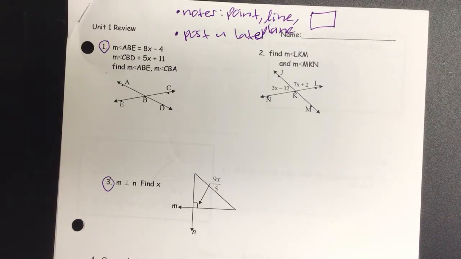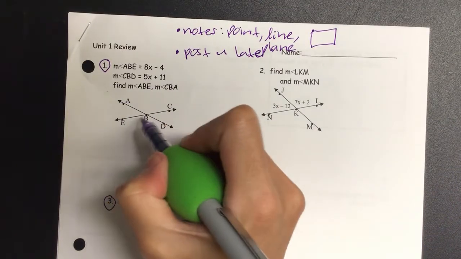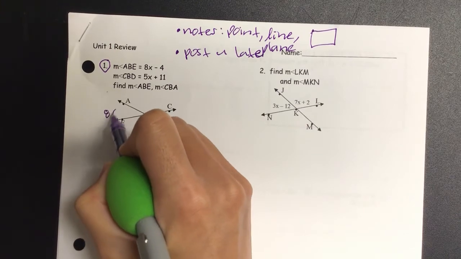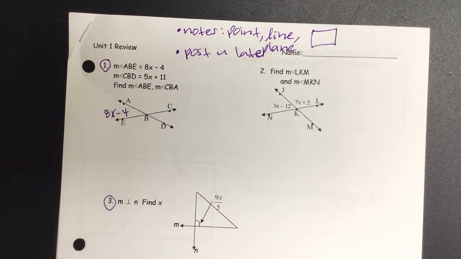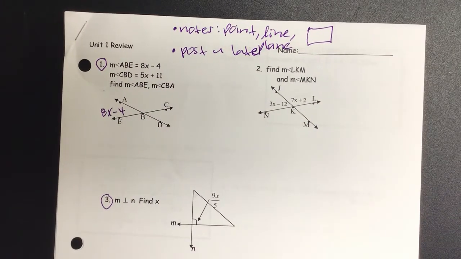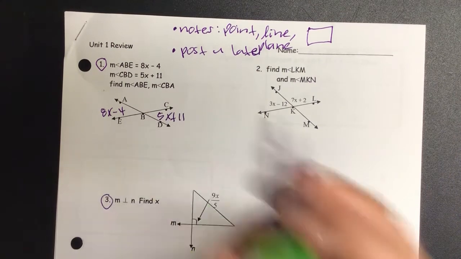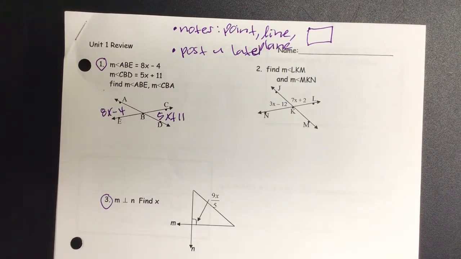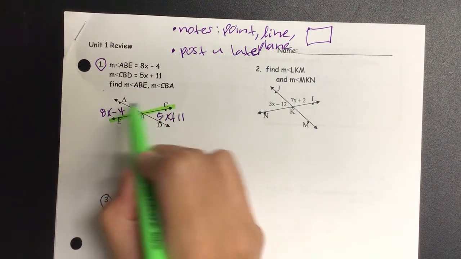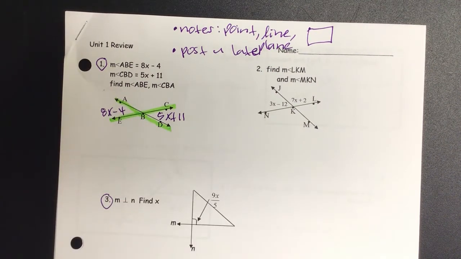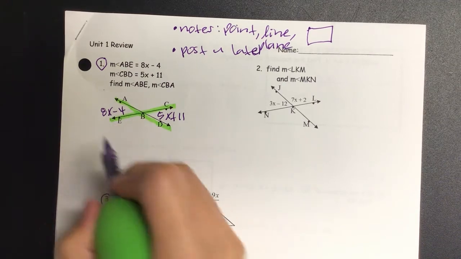So our given information is angle ABE, which is right here on the left, is 8x minus 4. If you've done it already, go ahead and compare yours to mine. If you haven't, write with me. And then CBD is 5x plus 11. What are these two angles called, if you remember? They are congruent, and specifically, they are vertical angles. Very good. So vertical angles are congruent to each other.